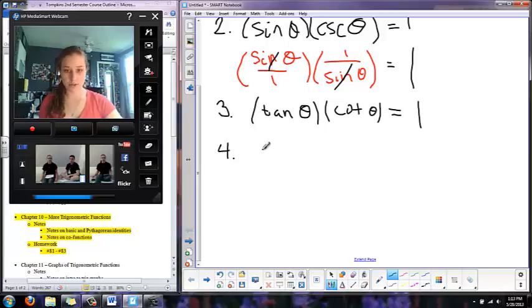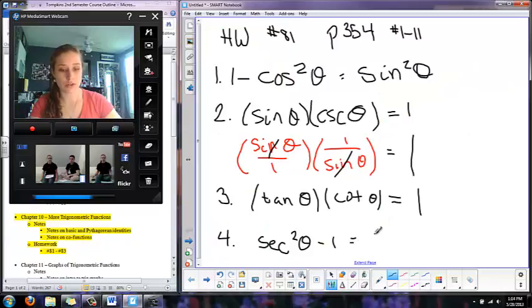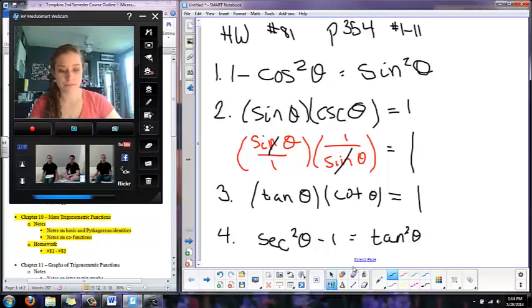Okay, number 4. Secant squared theta minus 1. Well, I see a secant squared theta and I see a minus 1, so I'm going to come over here and I see secant squared theta right here. If I subtract that 1 over to the other side, I'm going to be left with just tangent squared theta on that side of the equation, so this whole thing is equal to tangent squared theta. So see how having those written out is really easy because we can just go back right away and identify what we need and what we're missing.